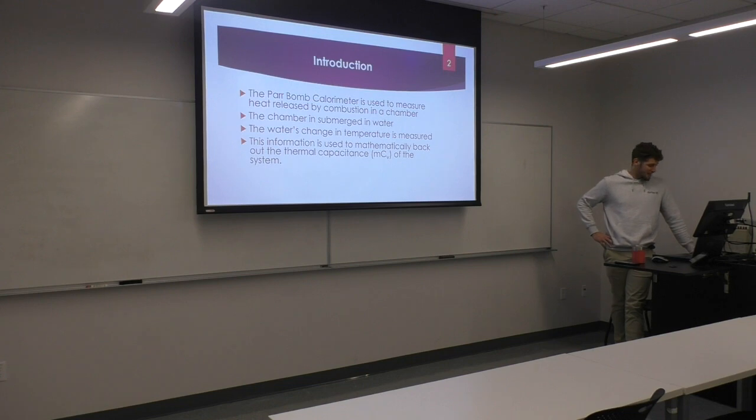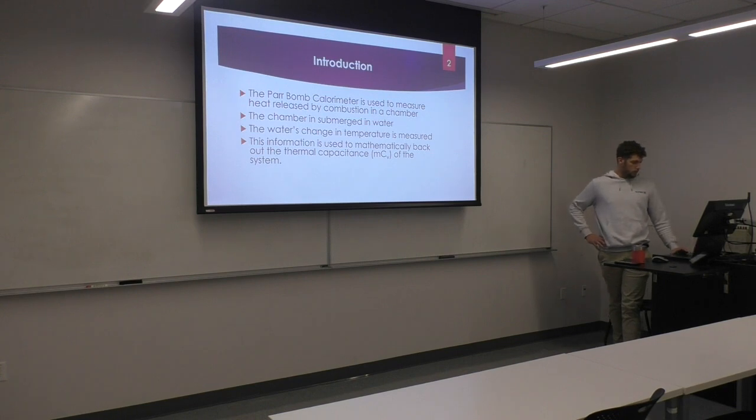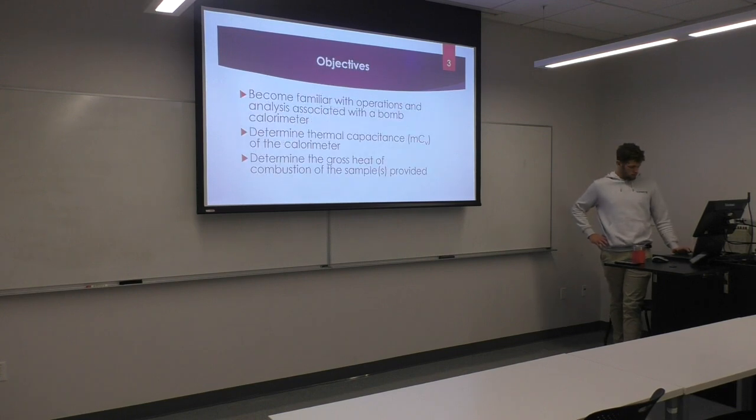All right, cool. The Parr bomb calorimeter is used to measure the heat released by combustion in a chamber. The chamber is submerged in water. The water changes its temperature, and the change in temperature is measured. And then we use that to mathematically find out the thermal capacitance of the system. We want to become familiar with these operations using a bomb calorimeter. We're going to determine the thermal capacitance of a calorimeter, and we want to determine the gross heat of combustion of a sample provided to us.